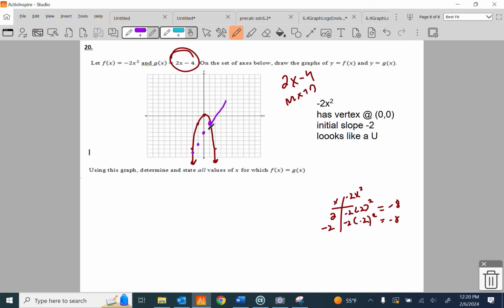Notice all the points I plotted. There's a reason I plotted so many points. These little points are supposed to be here and here, weren't they? I put those in the wrong spot. Evidently, I can't count. Oh, that's supposed to be there. I can't count. I just can't draw.